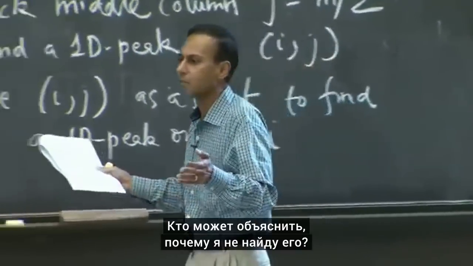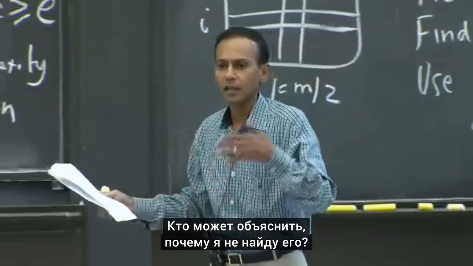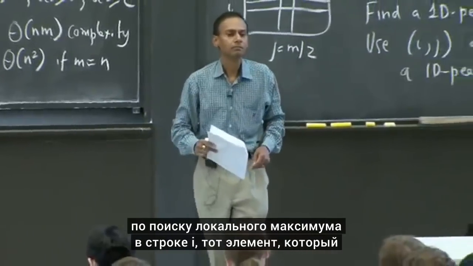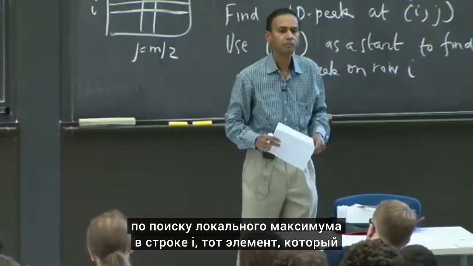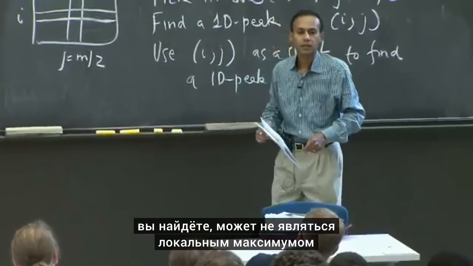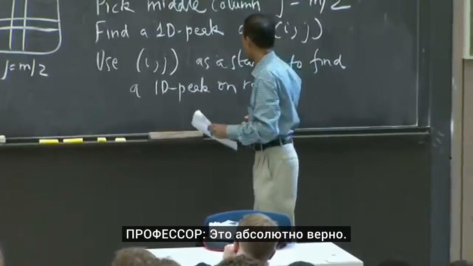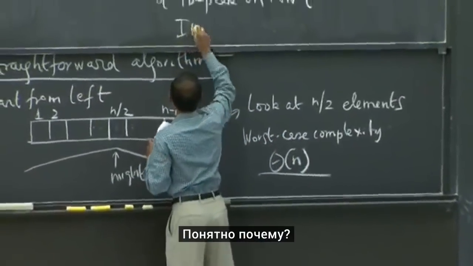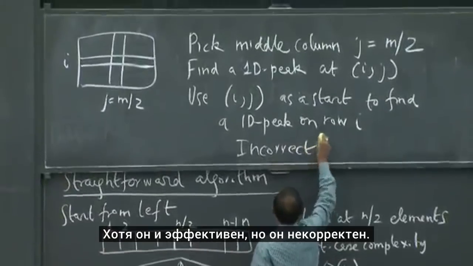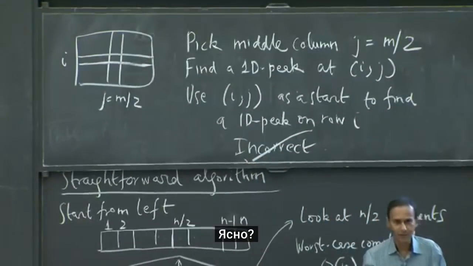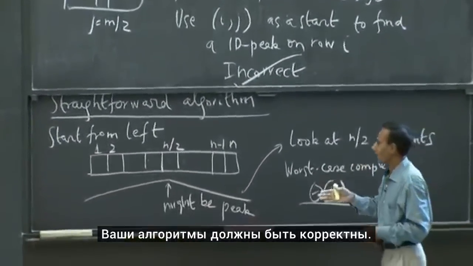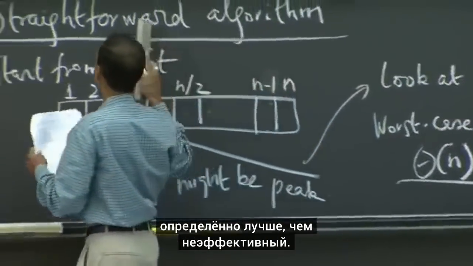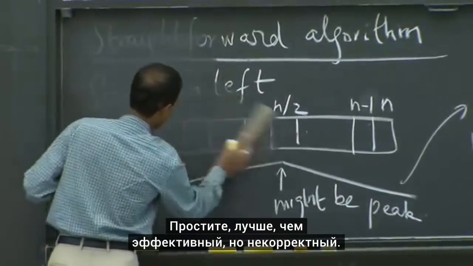No. Can someone tell me why I'm not done precisely? Yep. Because when you do the second part to find the peak in row i, it might not be a peak on the column anymore. That's exactly correct. So this algorithm is incorrect. Okay, it doesn't work. It's efficient but incorrect. Okay, you want to be correct. Being correct and inefficient is definitely better than being incorrect and efficient.